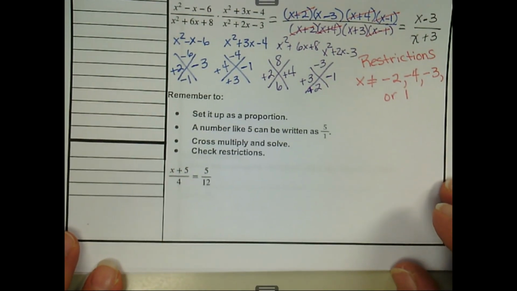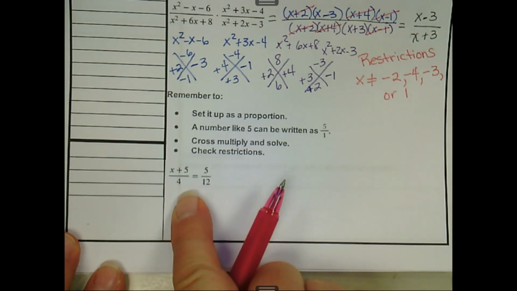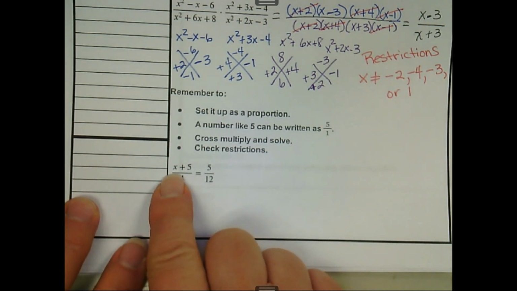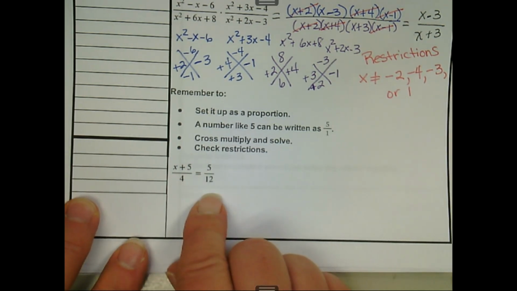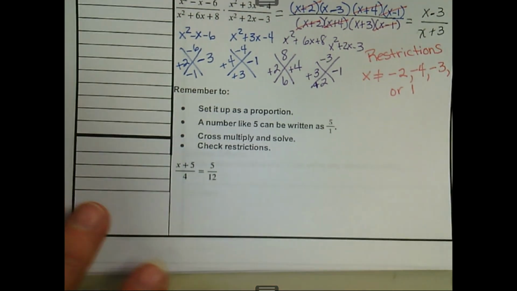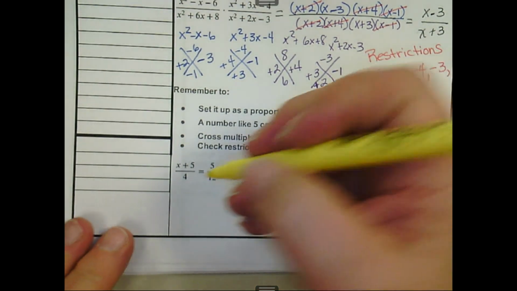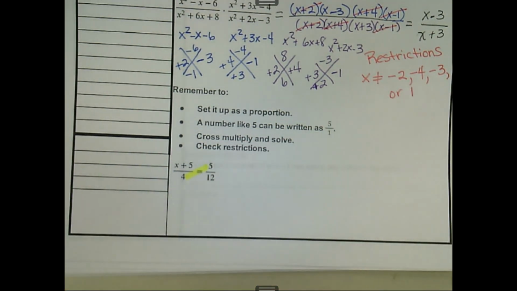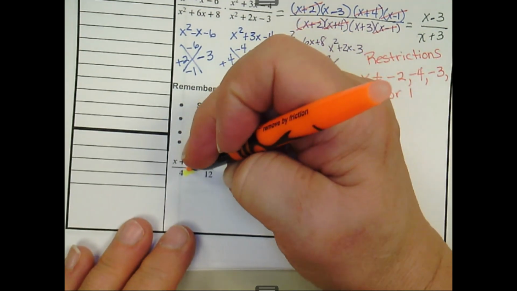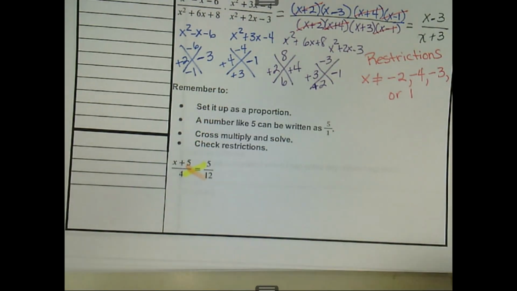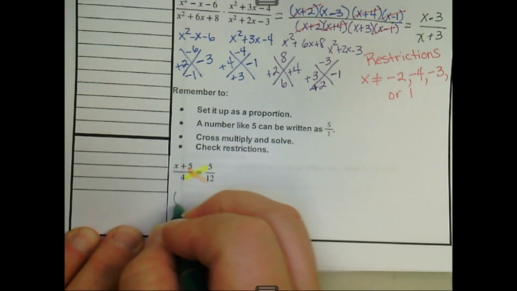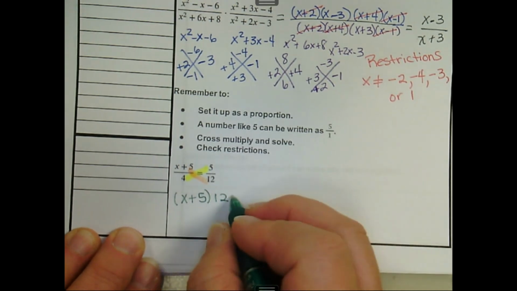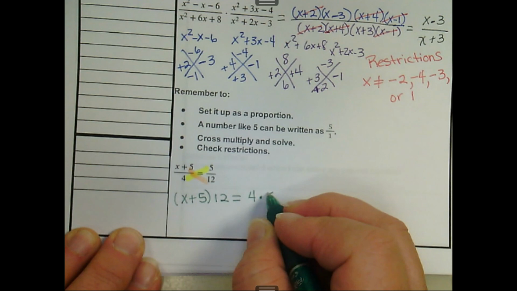So as we're looking at this, this time we will do our cross multiplication. Although we could say x plus 5 is equal to 4 times 5 divided by 12. We could say that, but this time we're going to set up the cross multiplication with our x there. So in parentheses, x plus 5 times 12, close your parentheses, equals 4 times 5.